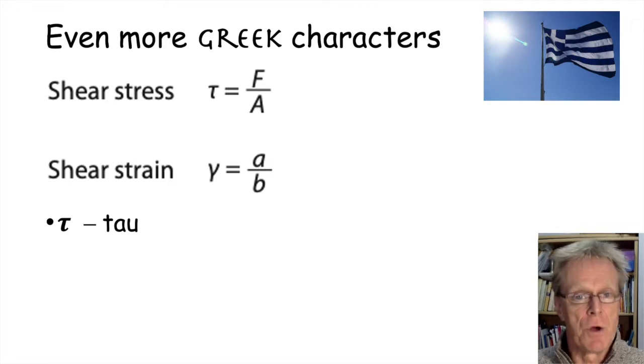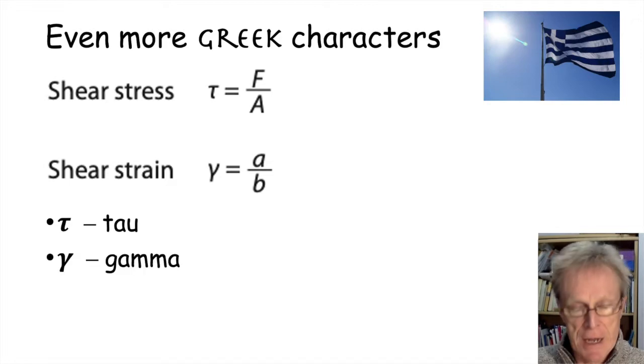We'll look at that in a moment. And then shear strain is actually gamma. That Y looking symbol is actually a gamma, which is a Greek G. So just so you can remember those, tau for shear stress and gamma for shear strain.